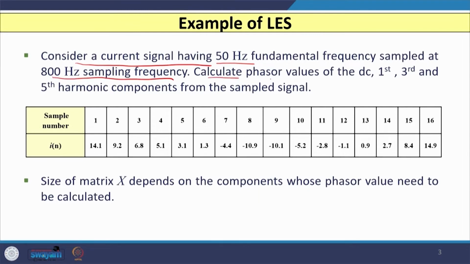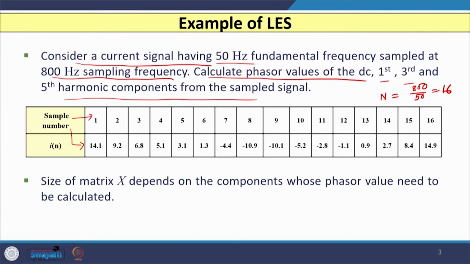We wish to calculate the phasor values of the DC value, the fundamental term, the third harmonic, and let us say the fifth harmonic, from the sampled values. The sampled values are given in this table, with the sample numbers and the acquired value for each sample. These values are for 16 samples, as for 800 hertz sampling frequency the number of samples in one cycle is 800 by 50, that is 16.